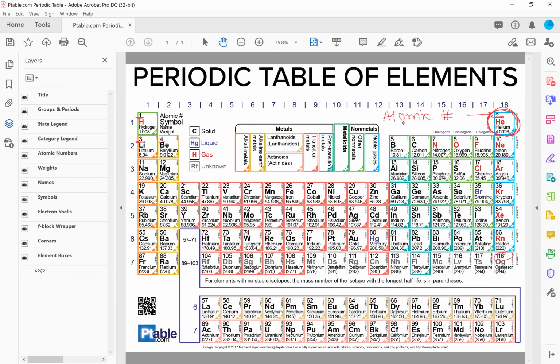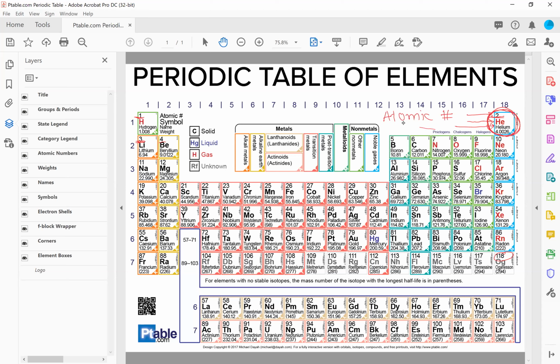I'm just going to write the number like this. Okay, so it's atomic number. Then what you see here is a symbol for an element, right? He is a symbol for an element. What is the name of the element? The one that you're seeing right underneath that: helium. The name of the element is helium and the symbol is He.